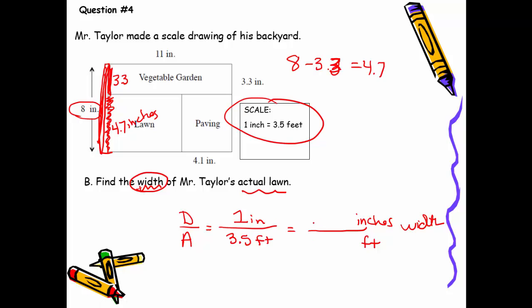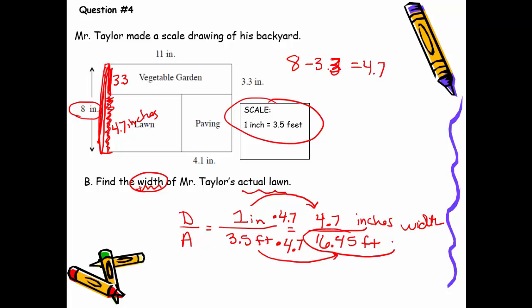So I'm like, oh, inches went on top, drawing went on top, 4.7 inches goes on top. How do I get from 1 inch to 4.7 inches? Hey, I multiply the top by 4.7. I multiply the denominator also by 4.7. If you do 3.5 times 4.7 on my calculator, I come up with 16.45 feet.